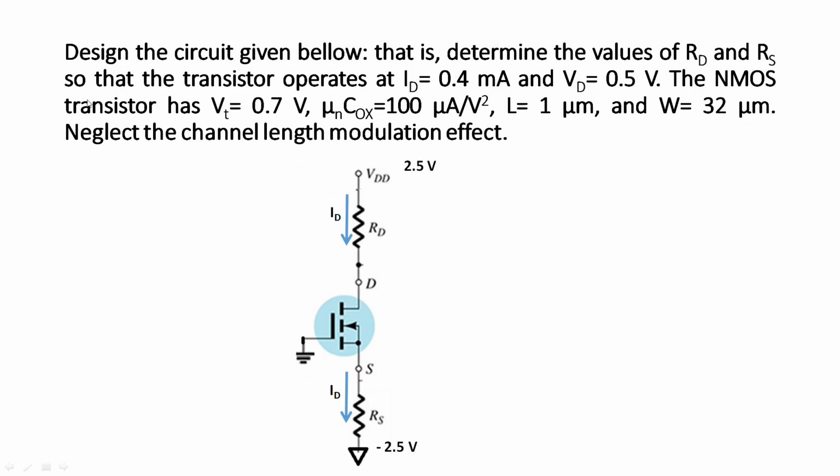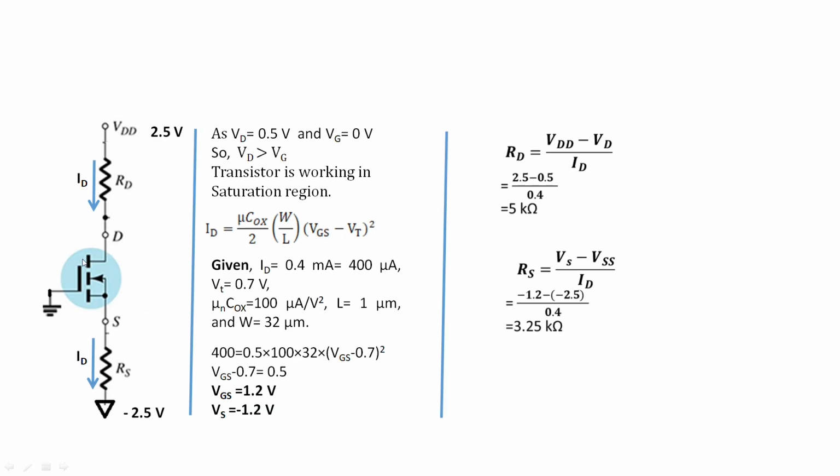The NMOS transistor has threshold voltage VT equals 0.7 volt, mu Cox equals 100 microampere per volt square, L equals 1 micrometer and W equals 32 micrometer. Neglect the channel length modulation effect. So in this circuit, the gate is connected to ground. That means Vg is 0.